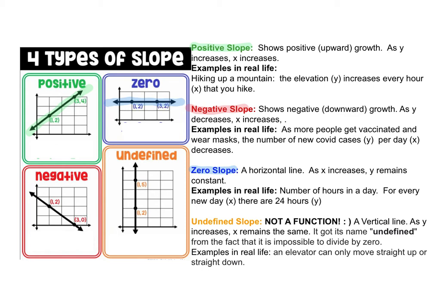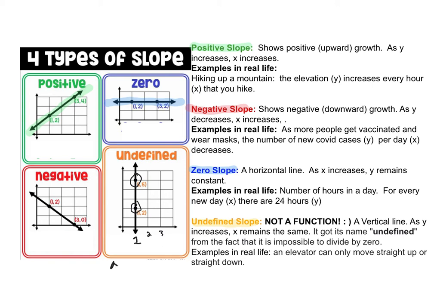And then we have, lastly, an undefined slope. And this is not a function because we have one input. Let's imagine, we don't even have to imagine, we know that this is where x is 1, so that'd be 2, 3. And when we input 1, not only do we have those 2 particular points there, but we have an indefinite number of points or outputs. So one input with infinite outputs, definitely not a function. So it's a vertical line. As y increases, x remains the same. And its name is undefined for the fact that it's impossible to divide by 0.